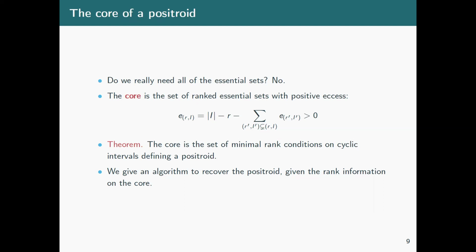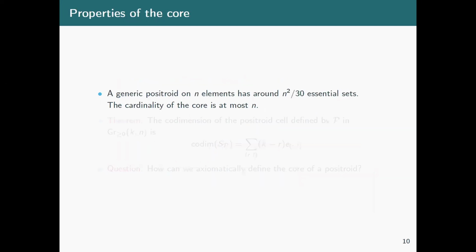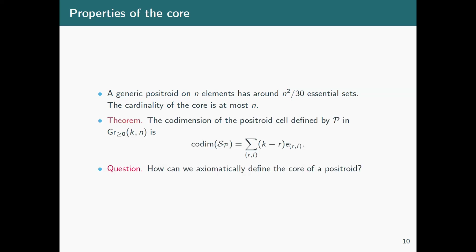Okay, so I'm going to lose some information with the core. Of course, we are restricting a lot the set. As I told you, in general, we have around n squared over 30 essential sets for a positroid on n elements, and the core has cardinality at most n. But we still can retrieve some information about the positroid. So for example, we can compute the codimension of a positroid cell defined by a positroid in terms of the core. And this is gonna be given by this formula, which is just what intuitively you would think that the codimension should be.